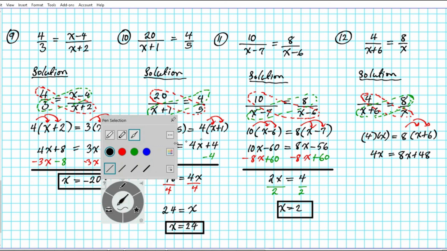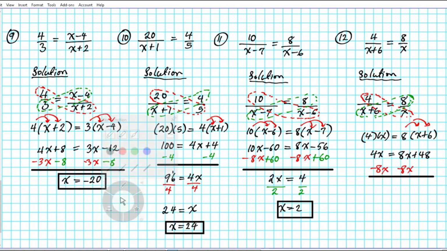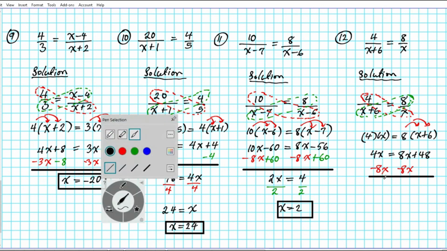Now to get x to the left side of the equation, we're going to proceed to subtract 8x from both sides. Subtract 8x. And that's going to give us, let's see, what does that give us? It gives us 4x minus 8x is negative 4x. Negative 4x equals 48. And then to get x isolated, we'll divide both sides of the equation by negative 4. So negative 4, negative 4. And the final answer, x, is going to be 48 over negative 4, which is negative 12. And there you have it.